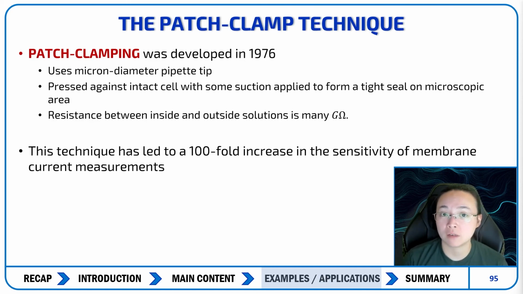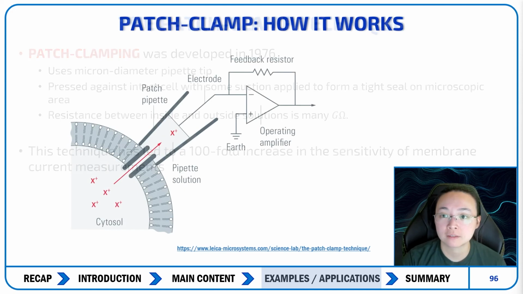Patch clamping is very common and popular in biophysics. It was developed in the 1970s, and it uses a micron diameter pipette tip. You press that tip against the cell with some suction applied to form a tight seal on your microscopic area, and the resistance between the inside and outside of the solution is in the scale of gigaohms. So this technique has led to a 100-fold increase in the sensitivity of membrane current measurements, which is great for nanotechnology engineering and biophysics applications.